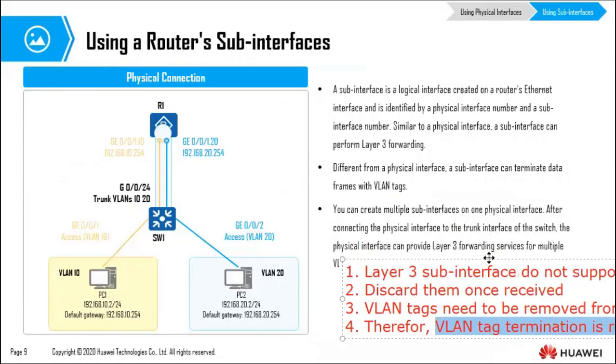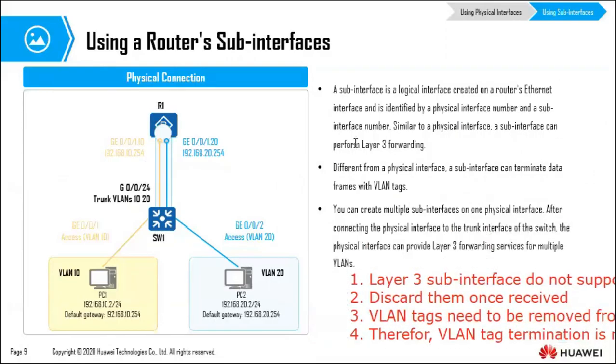So let me see how I can explain this. PC1 wants to communicate with PC2. So look here what happens. PC1 sends the data frame to switch 1. At this particular point, is the frame tagged or untagged? Does it have a tag? Untagged, right? Because access devices do not deal with tagged frames.